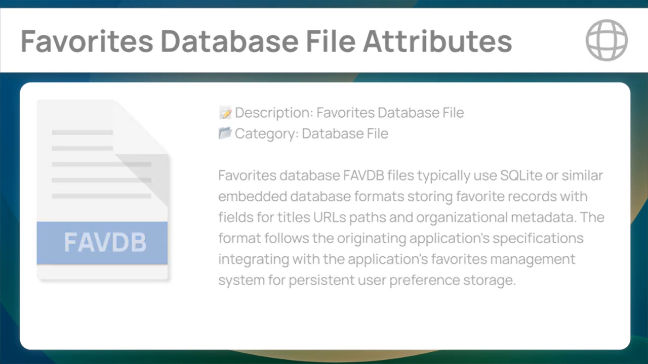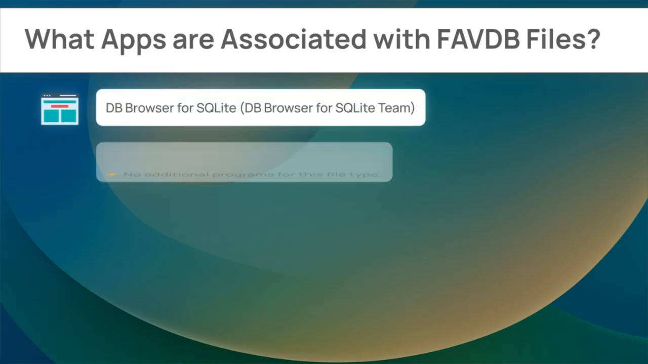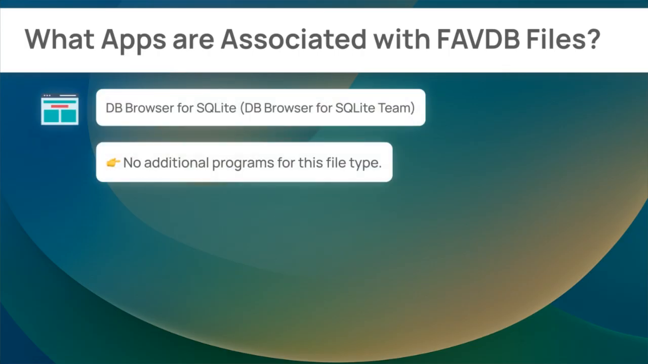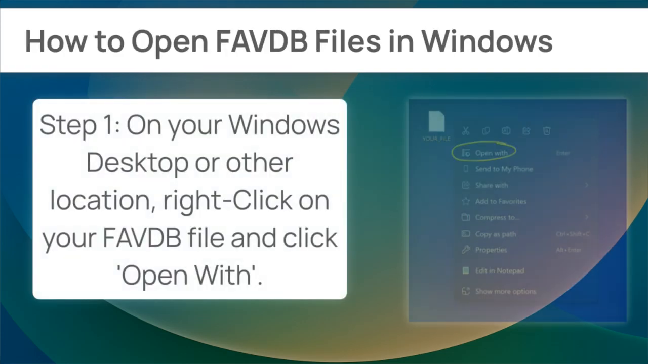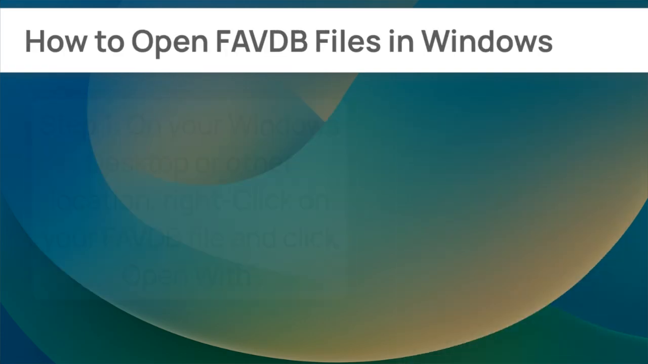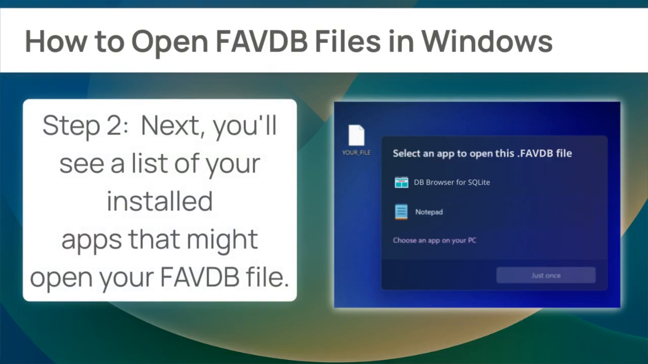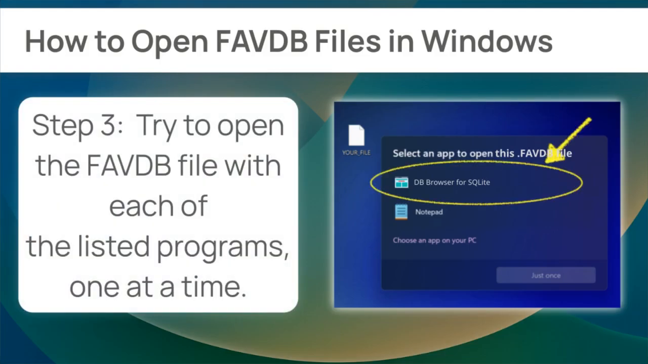DB Browser for SQLite is the main tool for handling FAVDB files. Windows offers limited information, so the actual data must be opened in a database program. The solution starts with the application list. Right-click the FAVDB file and choose Open With. Use DB Browser for SQLite as your first choice. If it fails, select another program. A systematic check is the most reliable method.